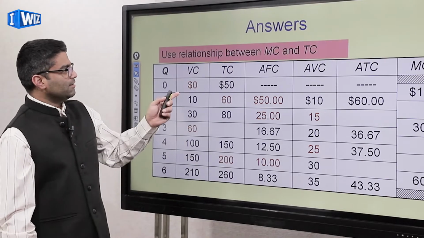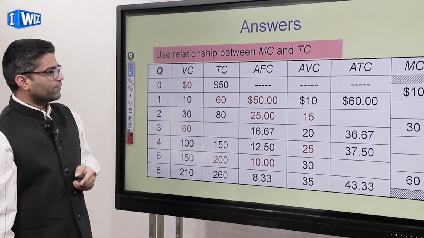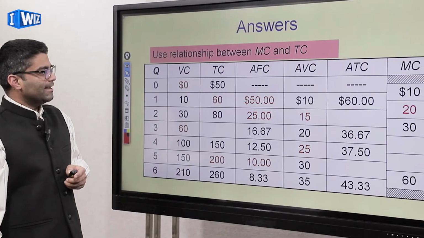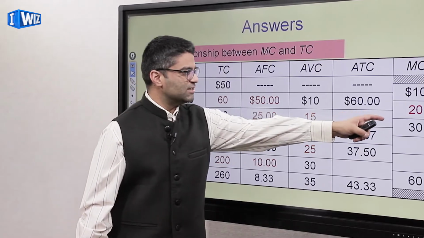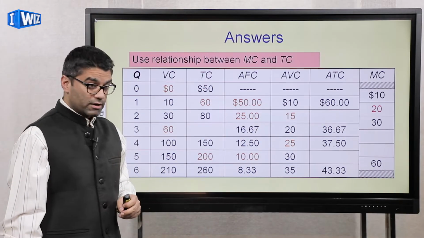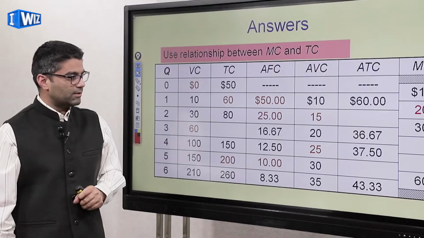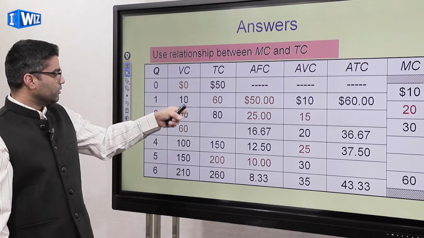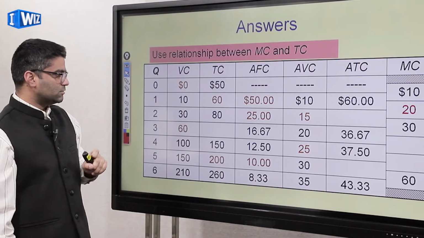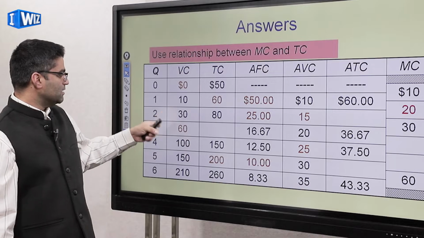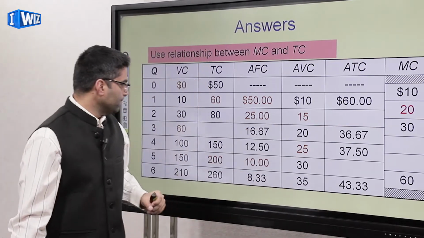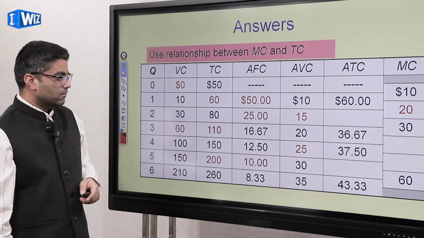All right, lastly, we'll get to the last couple of columns now. Marginal cost and ATC are going to be the ones left. MC is change in total cost divided by change in quantity, or change in variable cost divided by change in quantity. So it is 20 divided by 1, which gives you 20. Then it is 30 divided by 1, which is already given to you to be 30. Then it's 40 divided by 1.